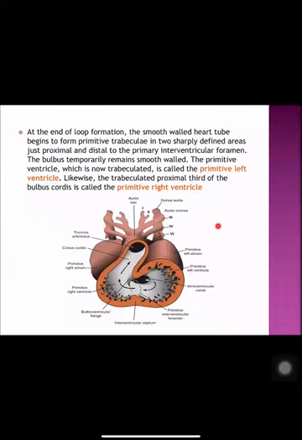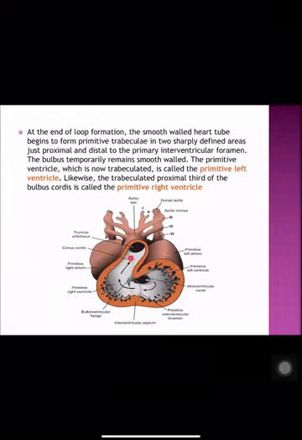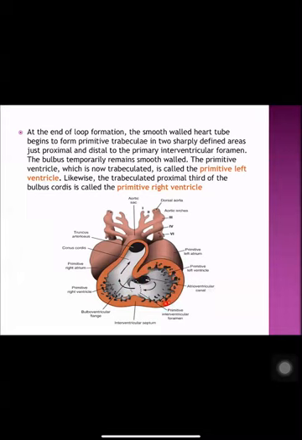Now, after the looping process, the smooth wall of the heart will begin to trabeculate, both on the proximal and the distal portion of the interventricular foramen. Initially, the bulbus cordis remains smooth walled, but the trabeculation occurs in the primitive ventricle, so by that it is now called the primitive left ventricle, while the trabeculated part of the bulbus cordis will be called the primitive right ventricle.